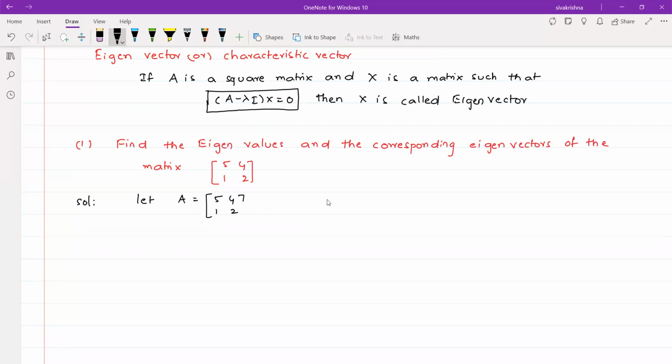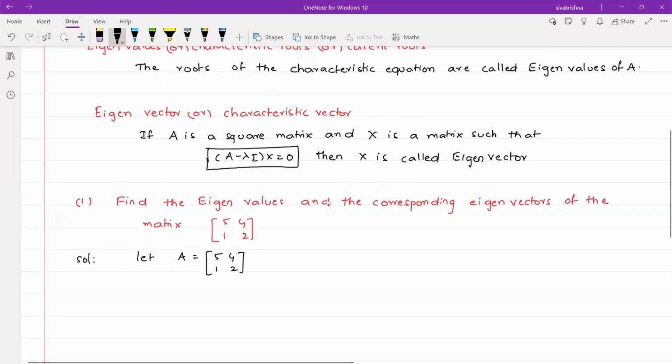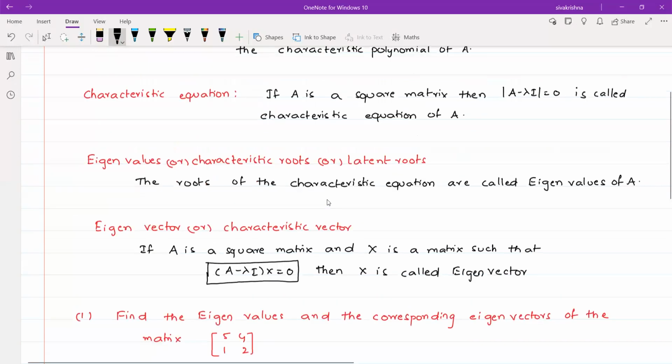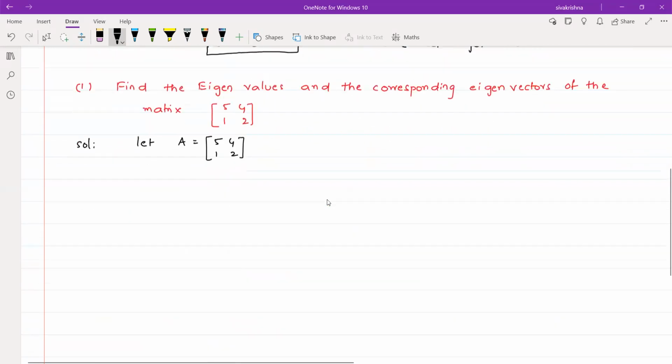First we have to find the eigenvalues, and according to the definition of eigenvalues, the roots of the characteristic equation are called eigenvalues. It means, first of all, we have to find the characteristic equation of capital A. The definition of the characteristic equation is determinant of A minus lambda I is equal to 0. After getting the characteristic equation, we have to solve it to get the roots, and those roots are called the eigenvalues. So I am finding the characteristic equation.